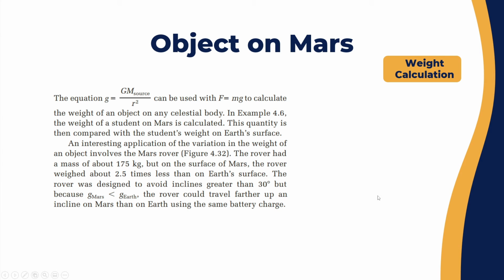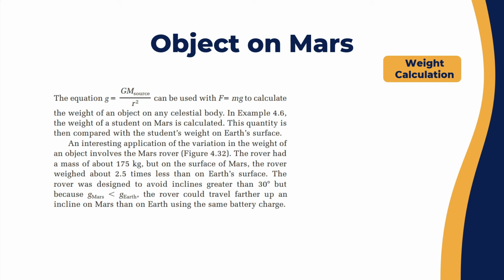Now let's talk about an object on Mars, how to do the weight calculations for that object. We know that g, the gravitational acceleration, equals the gravitational constant times the mass of the source over the center distance to the surface of that source squared, used as well with another equation, F equals ma, which for gravitation is F equals mg. So you calculate the weight of the object for any space-related body or celestial body, as they call it. I don't like that word. It's just complicating things for no reason.